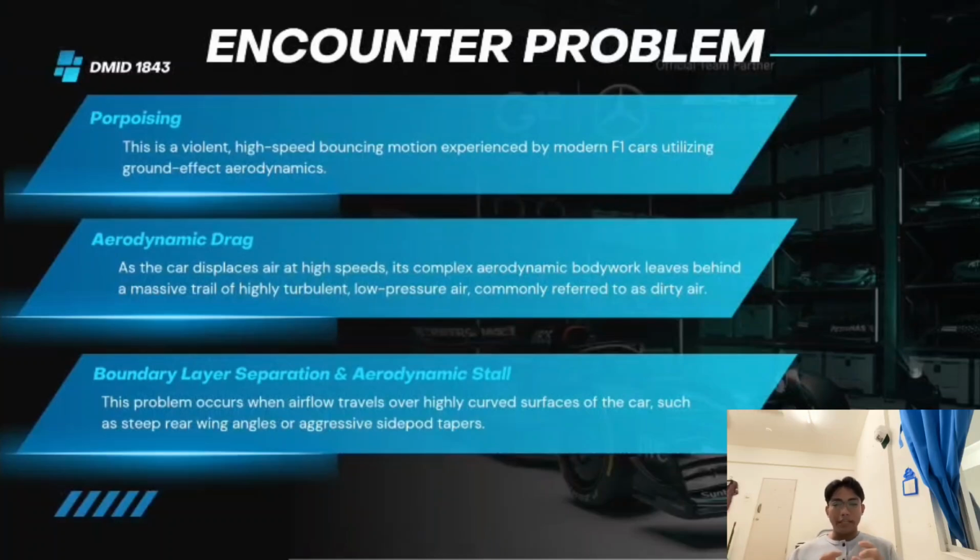Finally, a major fluid mechanics issue: boundary layer separation and aerodynamic stall. This happens when airflow travels over an aggressively curved surface, such as a steep rear wing angle or tight sidepod taper. As the air moves along the surface, it encounters an adverse pressure gradient, meaning it is forced to move from low pressure to high pressure. Then the thin boundary layer closer to the car body loses its kinetic energy, slows down, and completely detaches or separates from the surface.